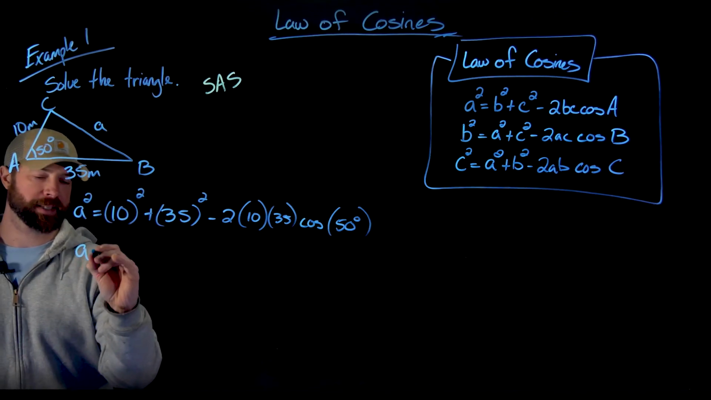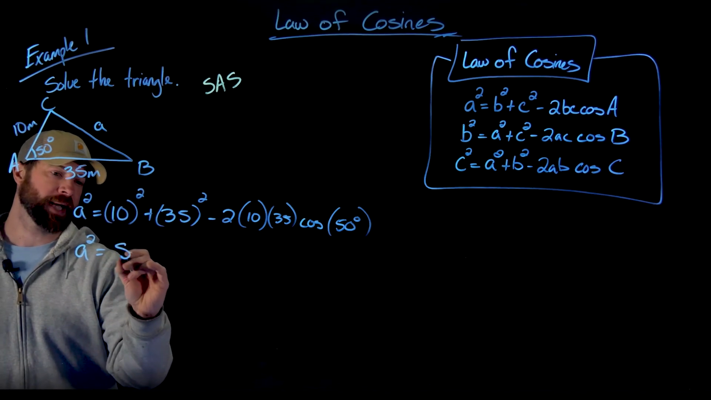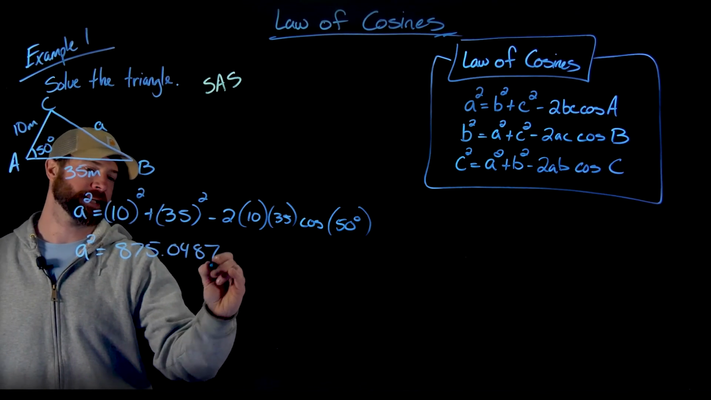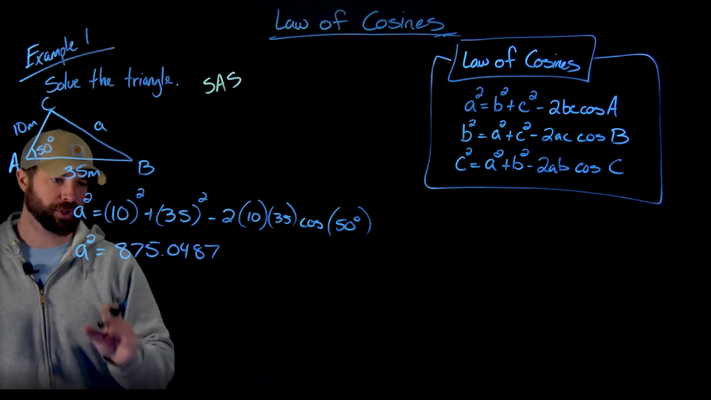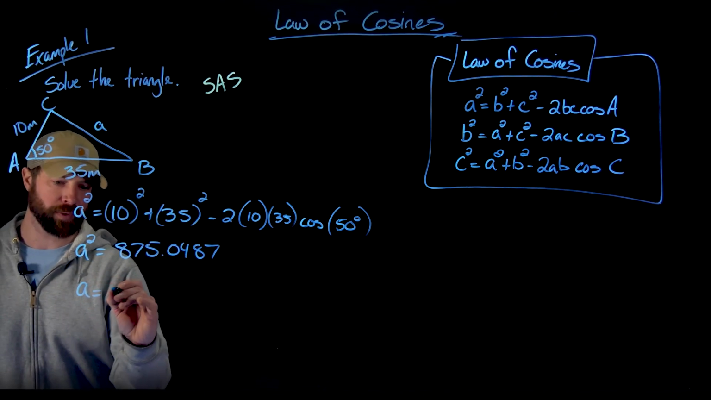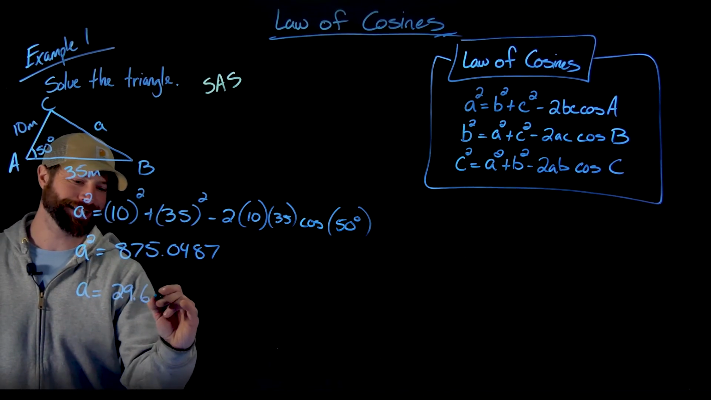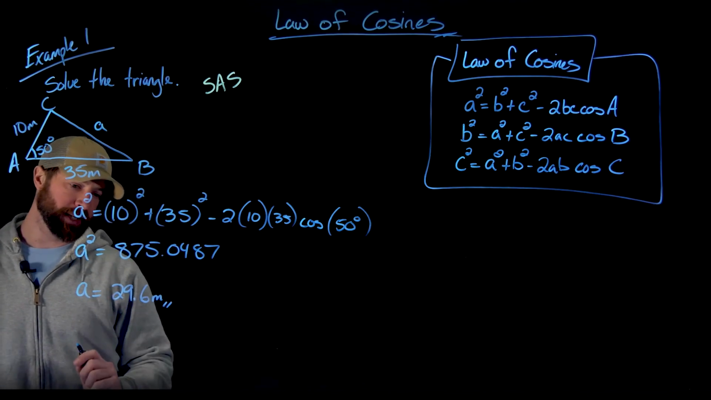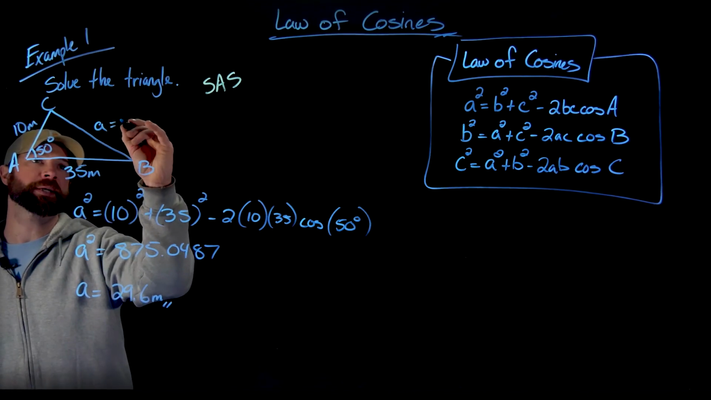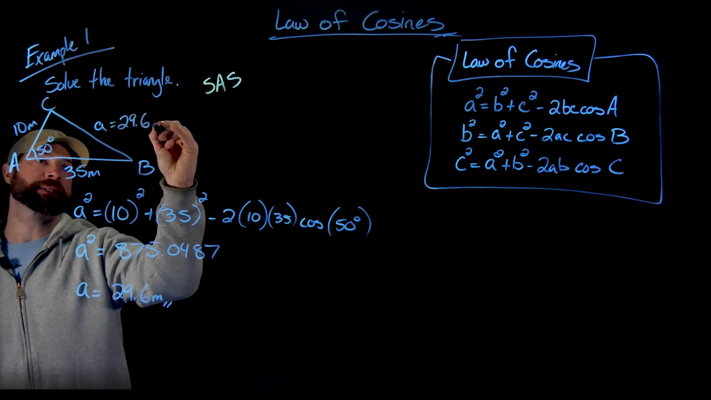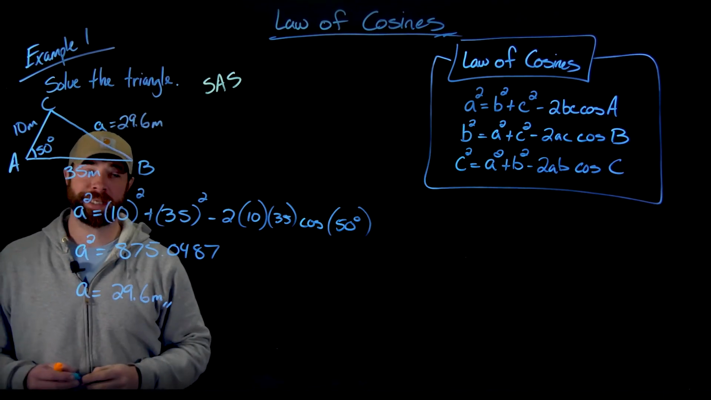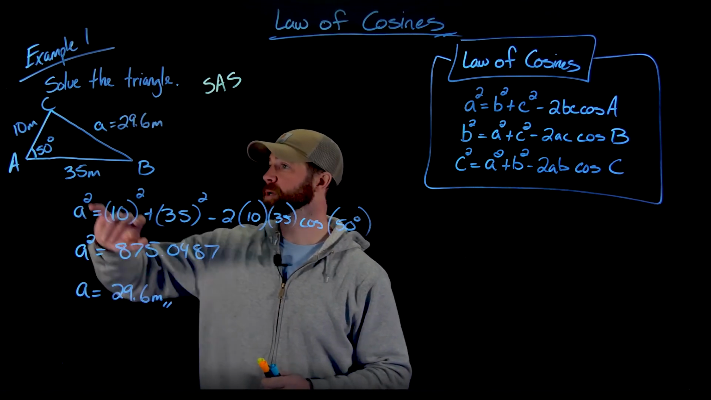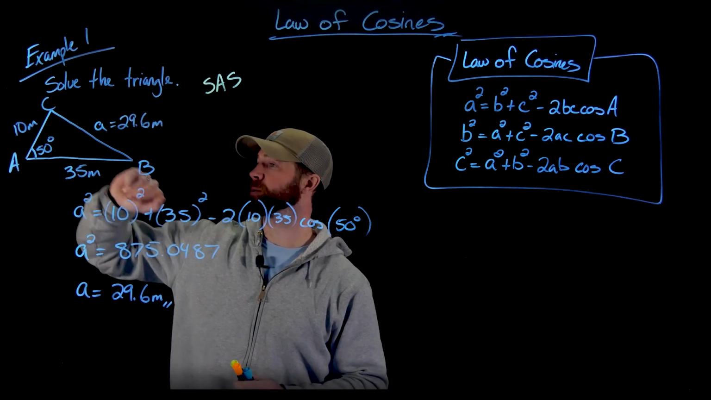And what I got is that A squared equals 875.0487. Then I'm going to apply the square root to get that A equals 29.6 meters. So again, what that gives me right here is this length. So I know this is 29.6 meters. And importantly now, I actually don't need to use the law of cosines anymore to find these angles right here.